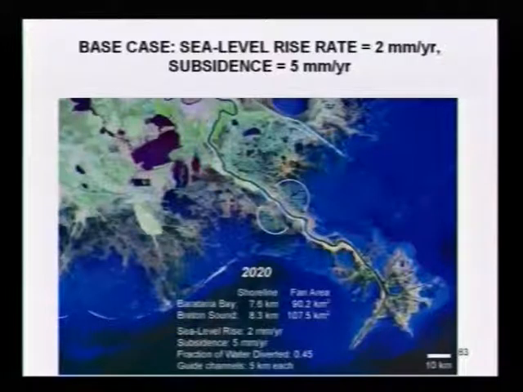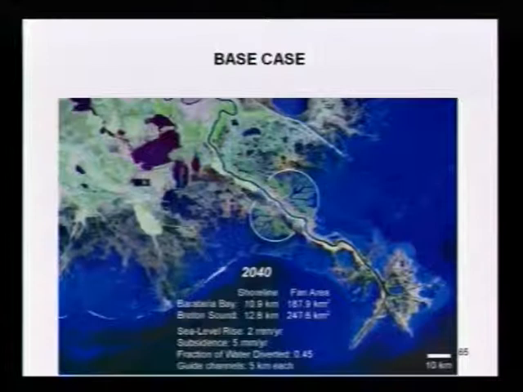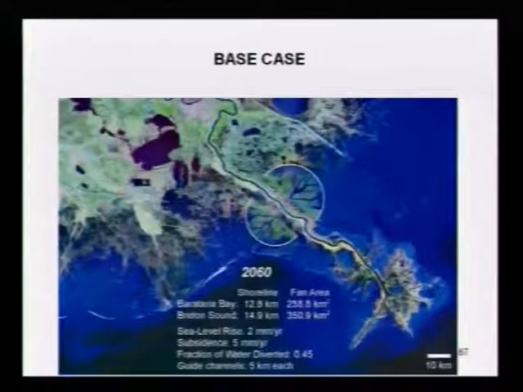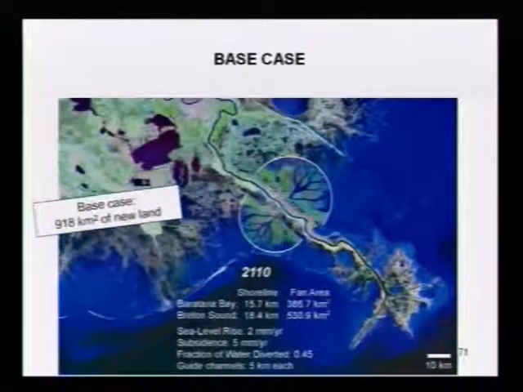If we were to implement this for this particular scheme, this shows an estimate of the delta geometry in 2020, 10 years after the start. 20, 30, out to about 100 years beyond 2010, 100 years beyond last year. In this case, we are able to build about 900 square kilometers of new land. We are only using 45% of the available sediment.